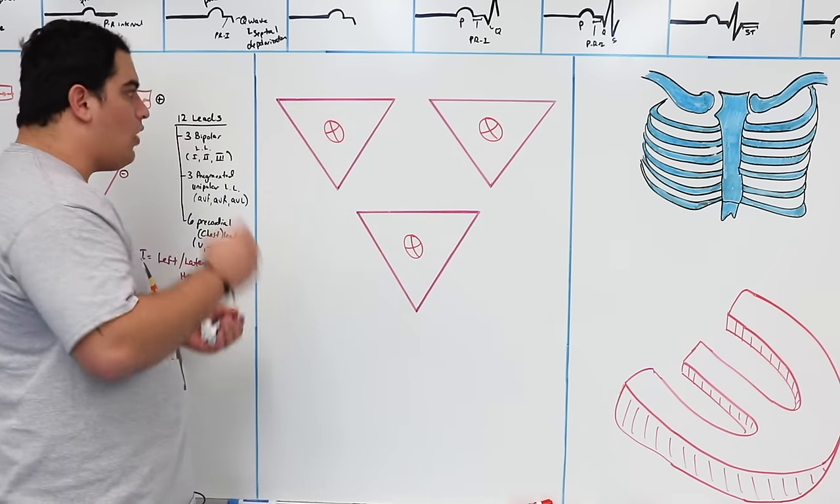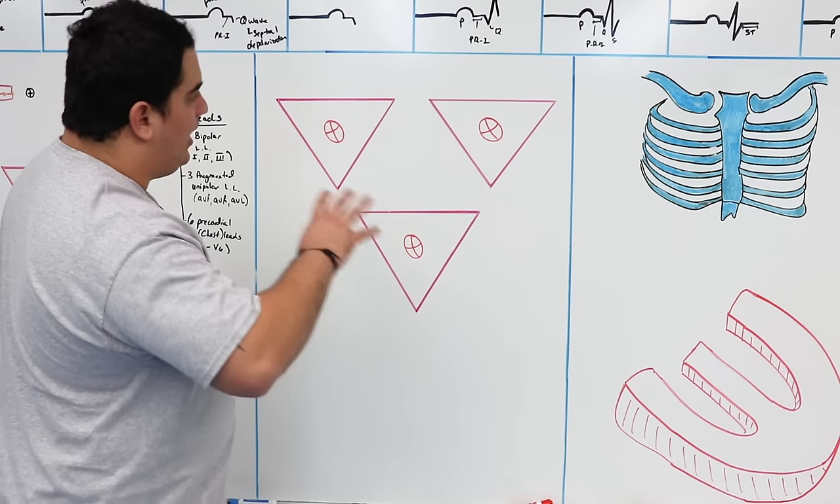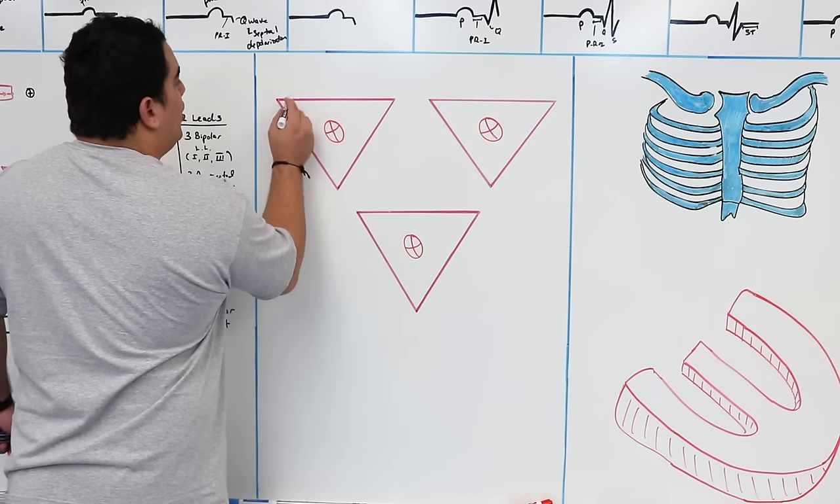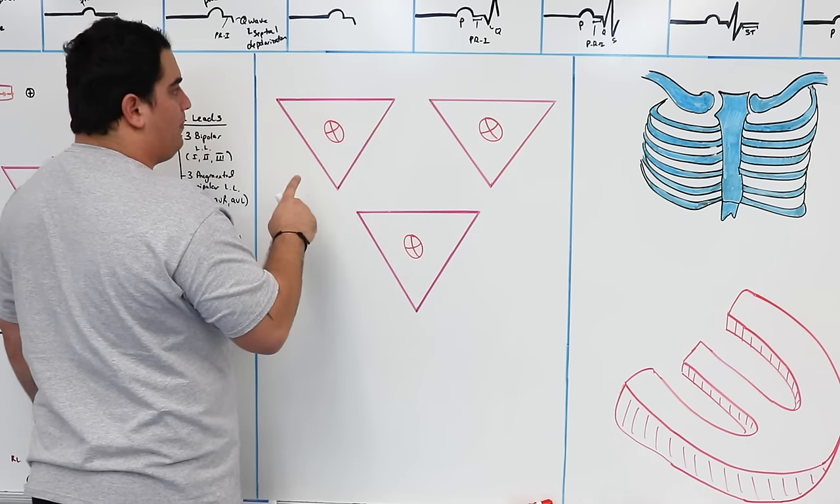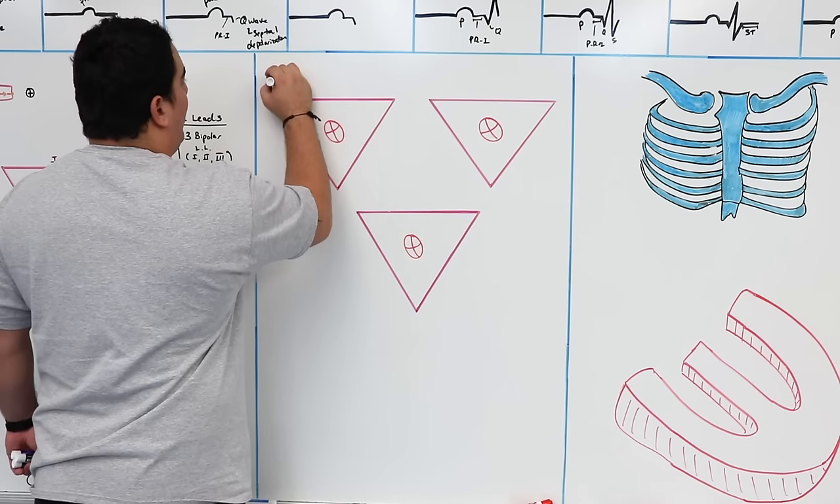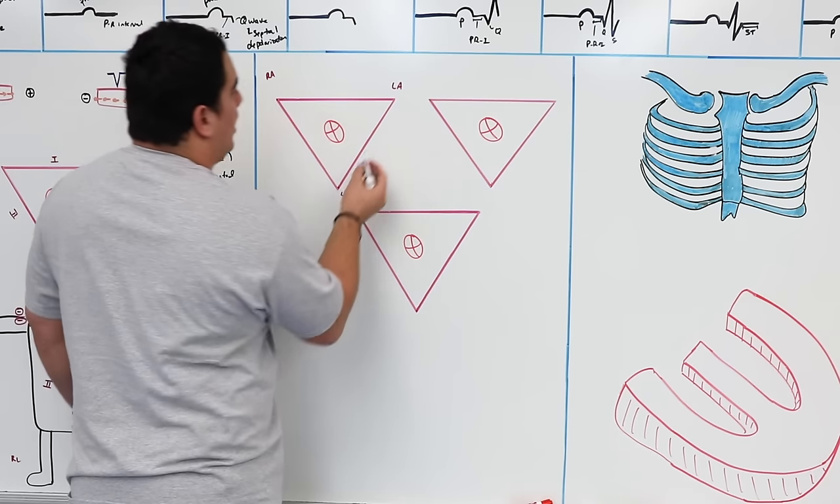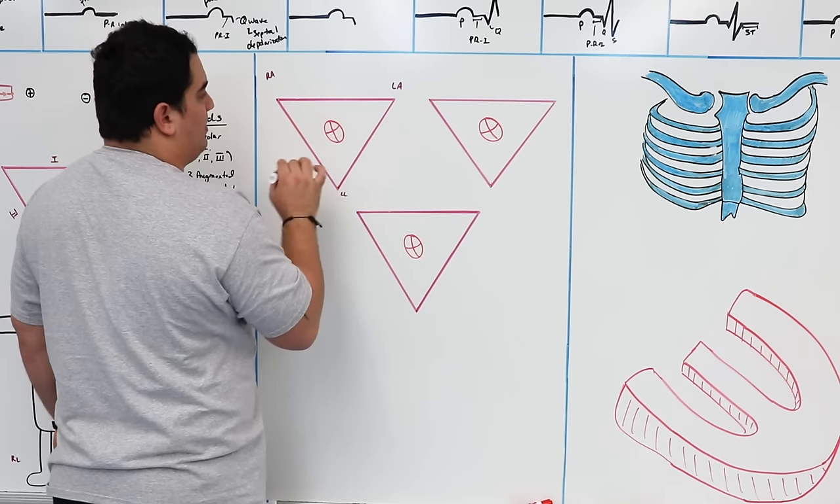So, augmented unipolar limb leads. What happens is the EKG machine has this ability to generate negative charges at two points. So imagine here's the right arm, here's the left arm, here's the left leg. Let's say the EKG machine, we want to look at the heart from a specific way.